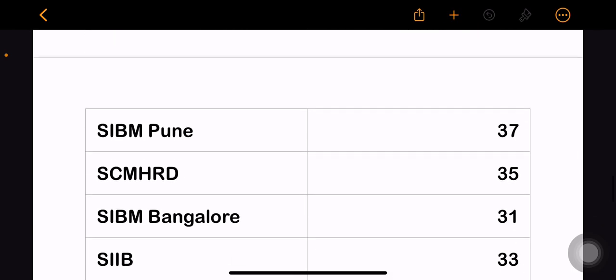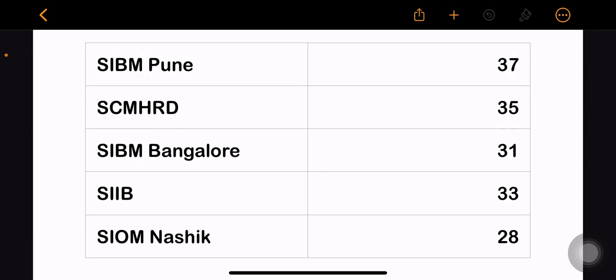Now let's talk about the institutions under SNAP. Pune got 37 cutoff, SCMHRD 35, SIBM Bengaluru 31, SIIB 33, and Nasik 28. So people ask me these questions of what percentile, what score. If you're going to get more than 50, you're going to get more than 99.98 or 99 percentile. But I say do not go for percentile in SNAP exam. It's a very straightforward exam.